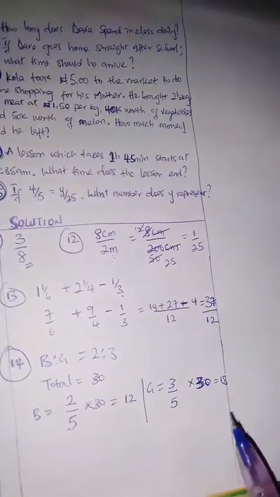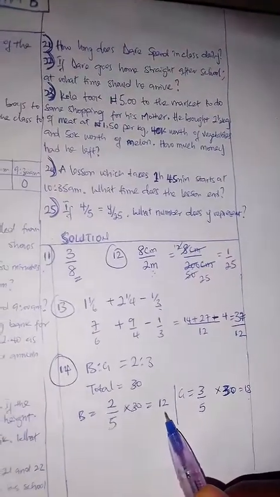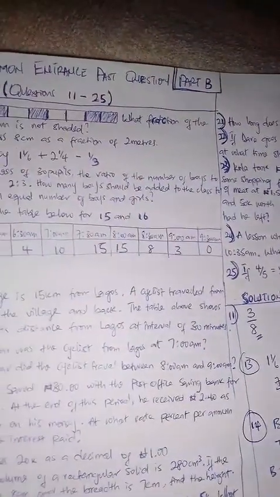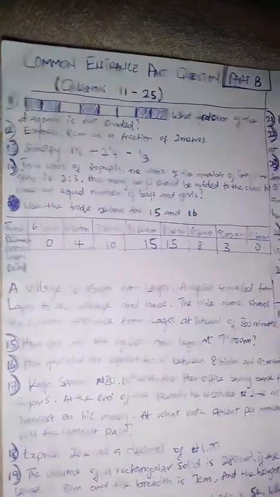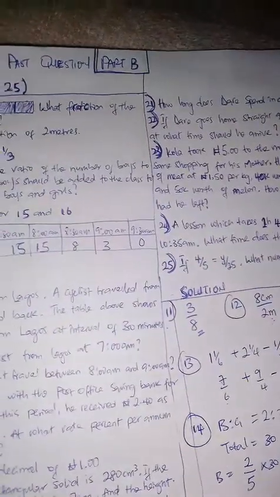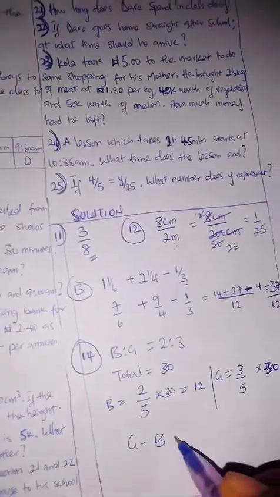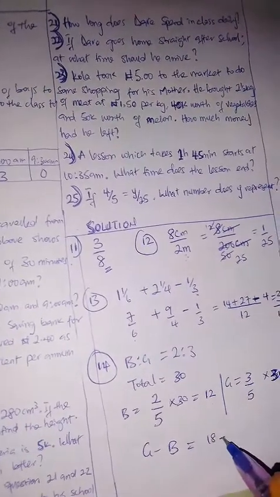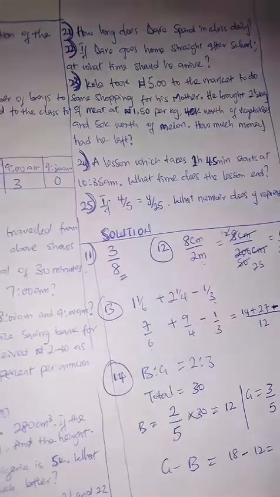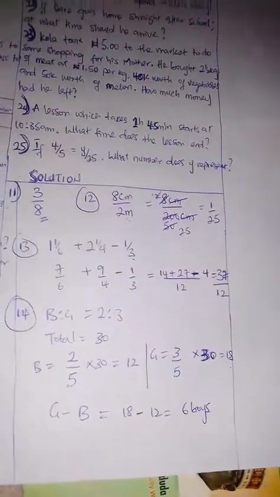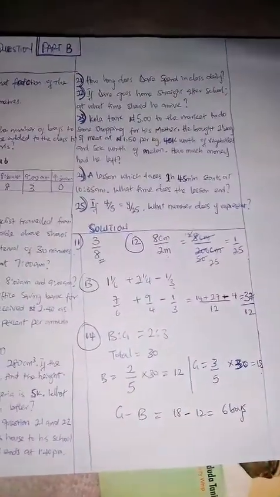So if girls is 18, boys is 12. The question now says, how many boys should be added to the class to make an equal number of girls? That will be girls minus boys. So girls minus boys becomes 18 minus 12. So 6 boys need to be added to the class for boys and girls to have the same number. Now for number 15, let's see.